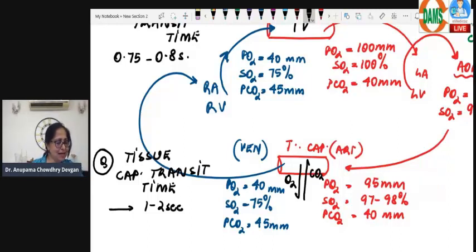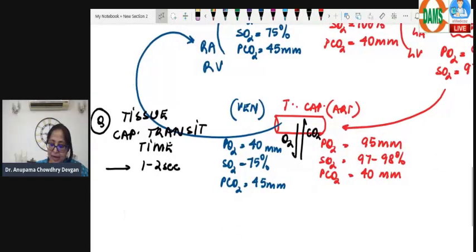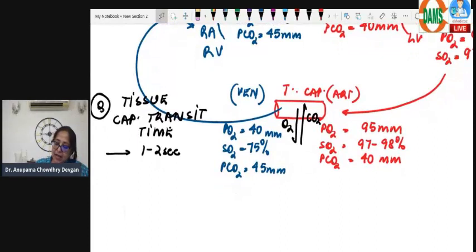Shibin Shankar, what is the doubt? In the tissue capillary, oxygen should go from the capillary to the tissues, and CO2 should come from the tissues into the capillary. That is basic. All right. So tissue capillary transit time is 1 to 2 seconds. Now, answer this question.